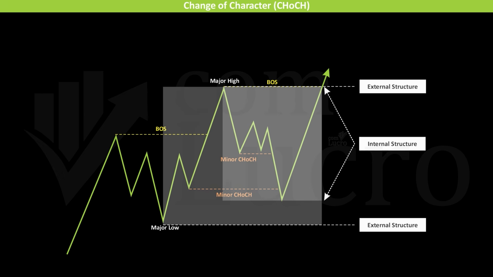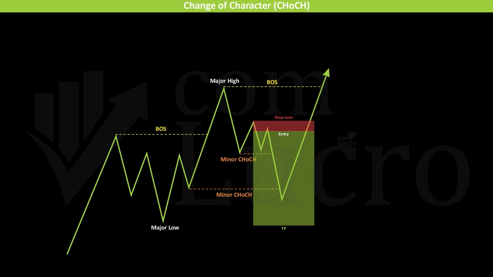Change of character patterns can be categorized into two types, minor and major. For instance, each time the price breaks any internal low, it signals a minor change of character. It's crucial to understand that a minor change of character alone should not be taken as an indication of a complete market structure shift. Here, we encounter a common pitfall in the market. Many novice traders who have not properly identified the market structure often misinterpret a minor change of character as a signal for a reversal in market direction.